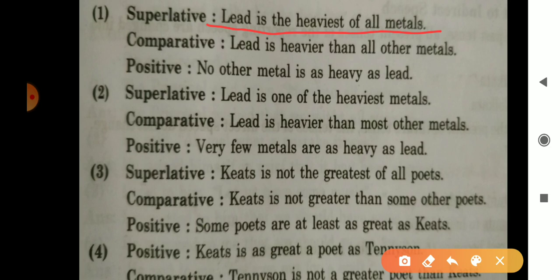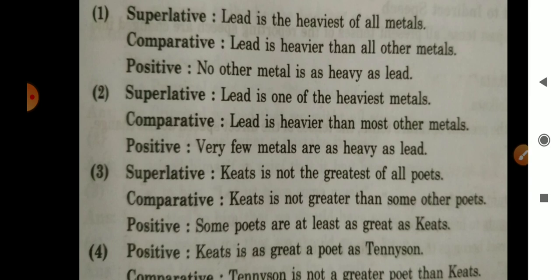So now what are we going to write? No metal is as heavy as lead. So in English, no other metal is as heavy as lead. Now we are making the positive degree, so we have to remove this "-est" and mention "y". Again, we have to use "no other", then "as", and as per the rule we have to remove "-est" and use "y" here, heavy. No other metal is as heavy as lead.